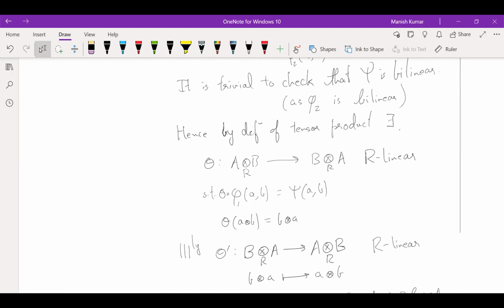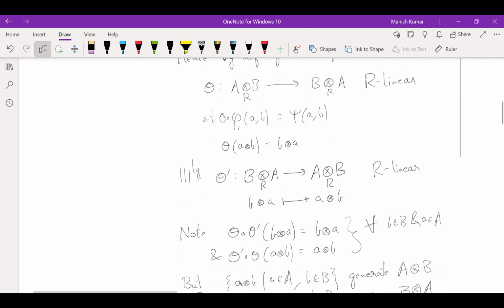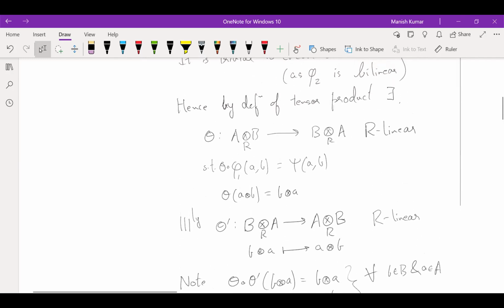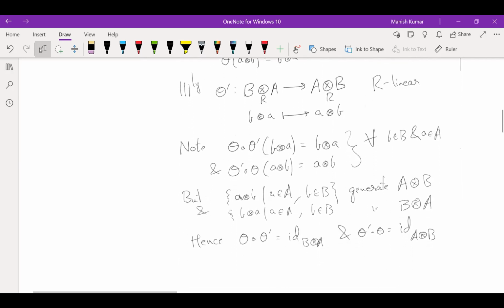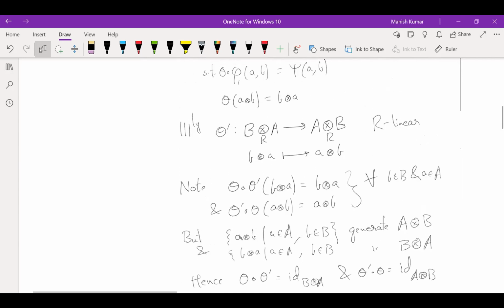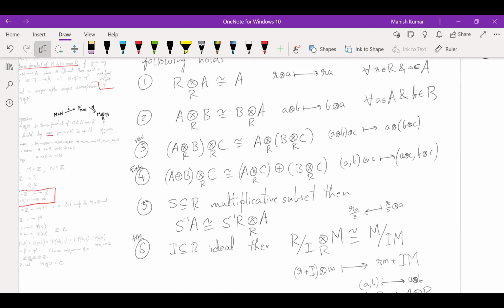So similarly, you give a map theta prime from b tensor a to a tensor b, and then the advantage is you'll get something similar. Theta prime will send b tensor a to a tensor b. If you compose these two, of course, it's the identity on pure tensors. But pure tensors generate, so these generate a tensor b. So that tells you that both of the compositions are identity. Okay, so that proves two.